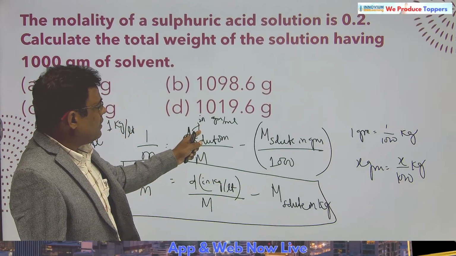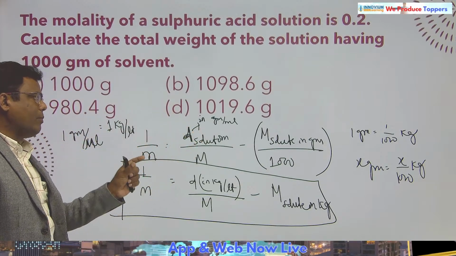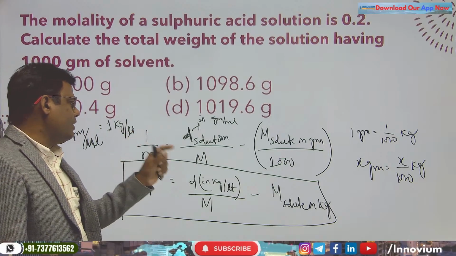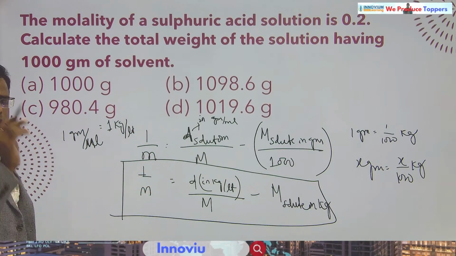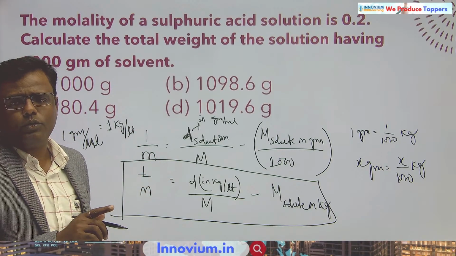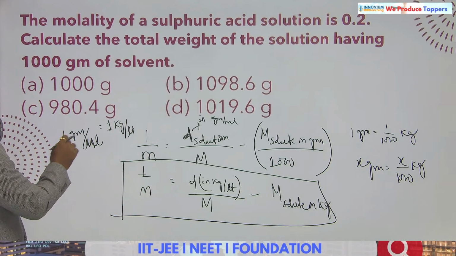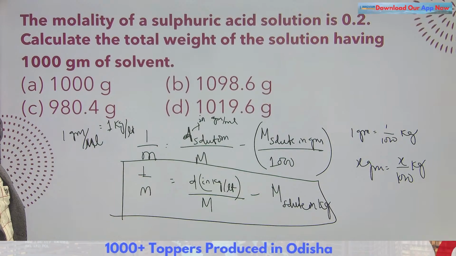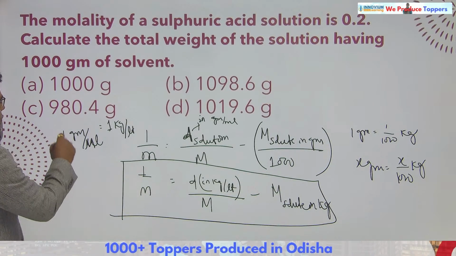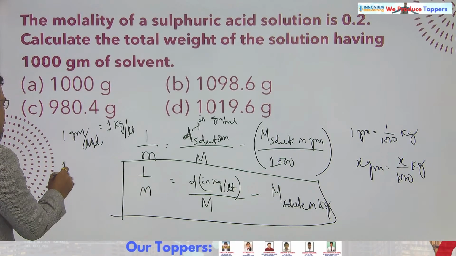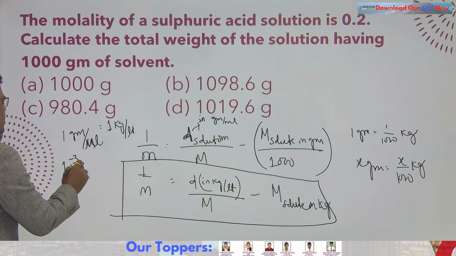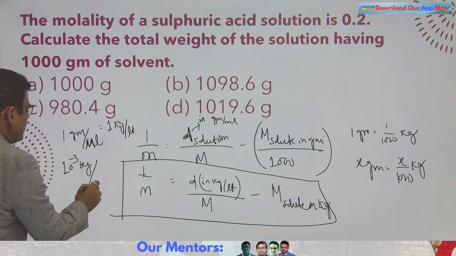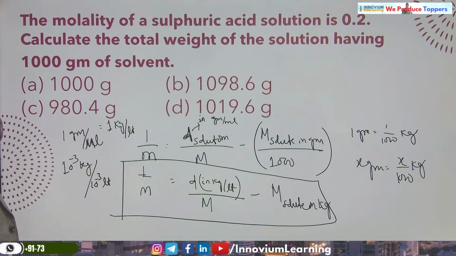Whatever density is given in the question in gram per ml, that much you will also get for the density in kg per liter. Suppose the density of solution is 5 gram per ml, that is equal to 5 kg per liter. Why? You see, 1 gram per ml is equal to 1 kg per liter. How? If you convert gram to kg, it is 10 power minus 3, correct? And 1 ml is equal to 10 power minus 3 liter, correct?